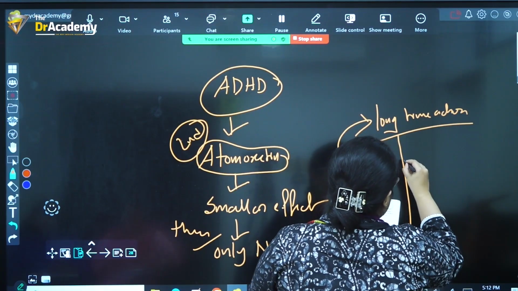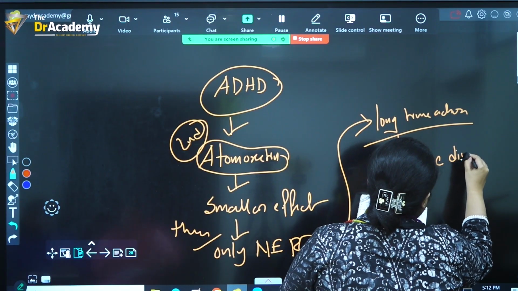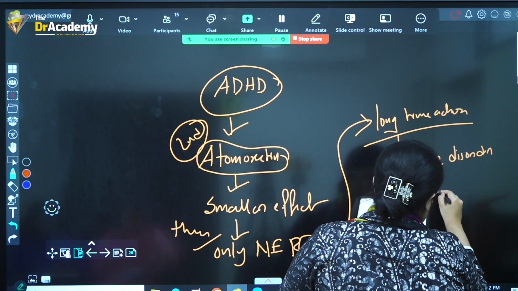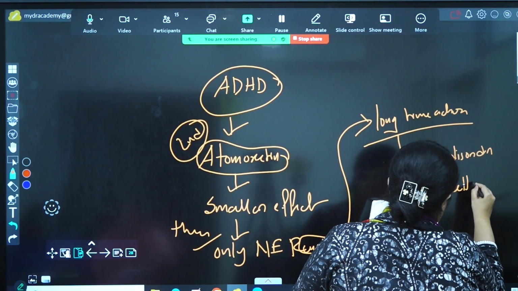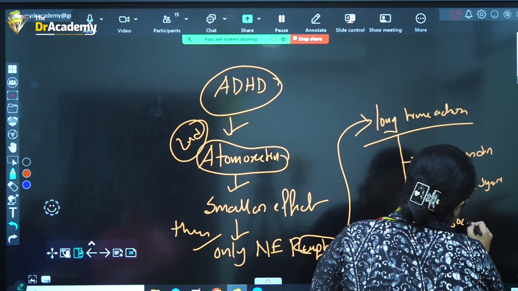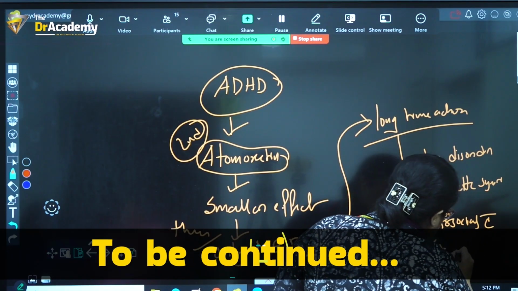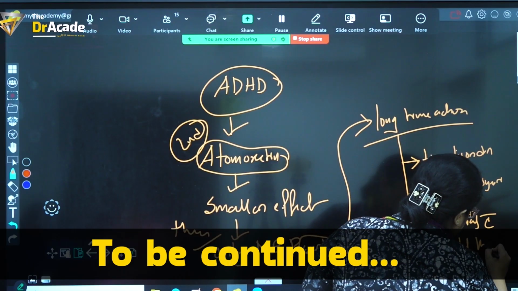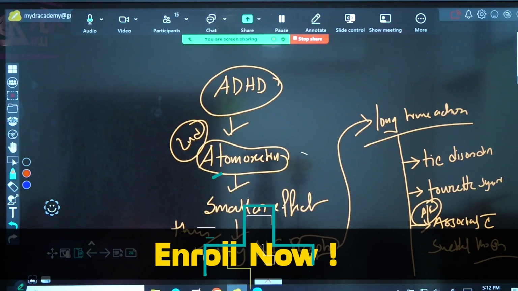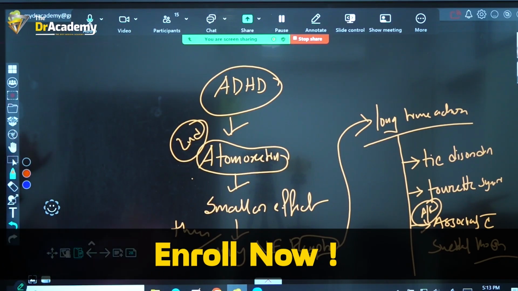Okay, its use can be in tic disorder. Apart from ADHD, it is also used in case of tic disorder, Tourette syndrome, and it is also associated with, this is actually the adverse effect, suicidal thought. Okay, so this is the second line drug used in case of ADHD, that is atomoxetine, and it has slightly smaller effect than the first line, which is methylphenidate.